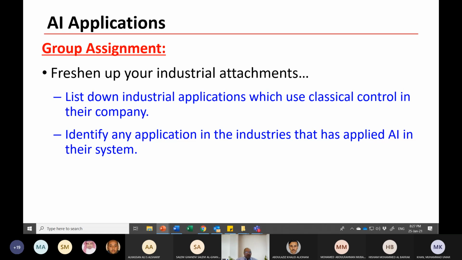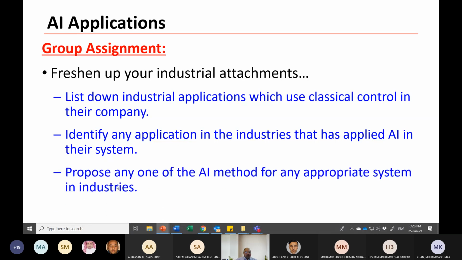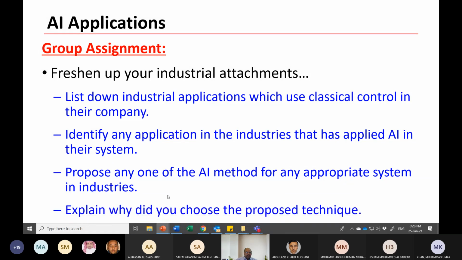As we mentioned, you have different areas here for artificial intelligence applications. You can pick one area and try to find out an application of artificial intelligence, how they implement it, how it replaces the classical control, what advantages they gain, and so on. So propose any one of the artificial intelligence methods for any appropriate system and industry. Explain why you chose the proposed technique.